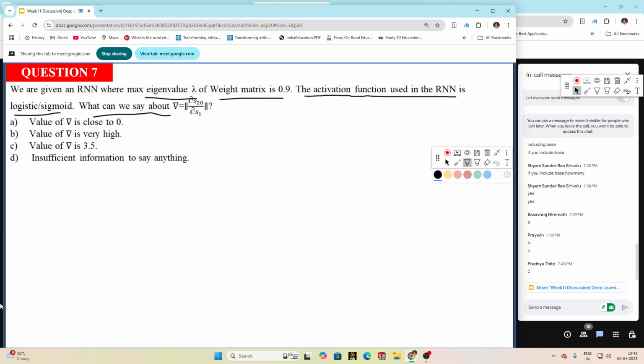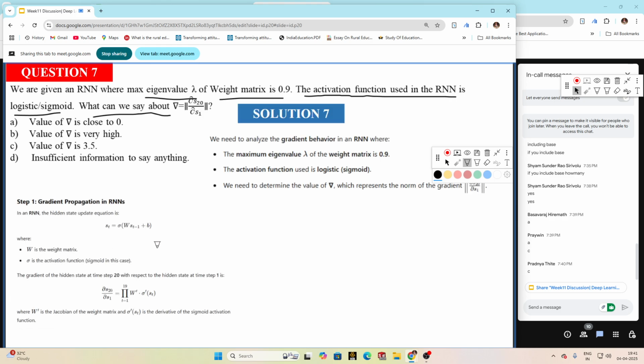Yeah, so C. Any guesses for this? Okay, so let me just clear it. So how do we write del s20 by del s1? We will write it by this. I have told you we will have this w dash and sigma dash st, right? This we know, the maximum value of this will be 0.25, and we have to do this 0.25, 19 number of times, from 1 to 19. That means 19 number of times we have to do.